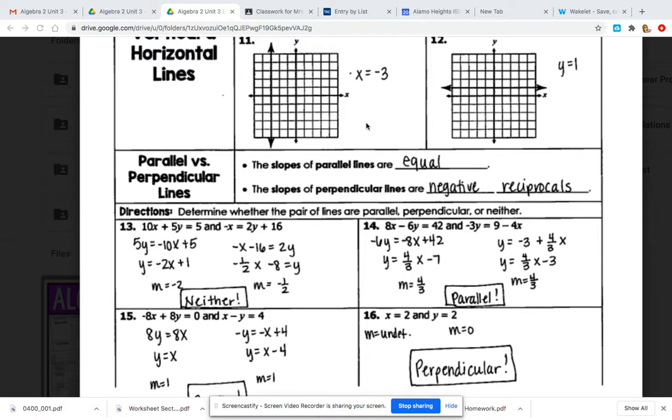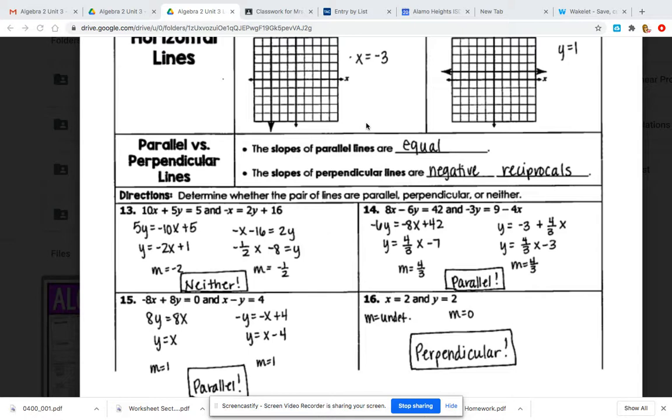Perpendicular means opposite reciprocal. So if the slope was 2, that's a positive. So opposite would be negative. And reciprocal would be, instead of 2 over 1, it would be 1 over 2. So it would be a negative 1/2.